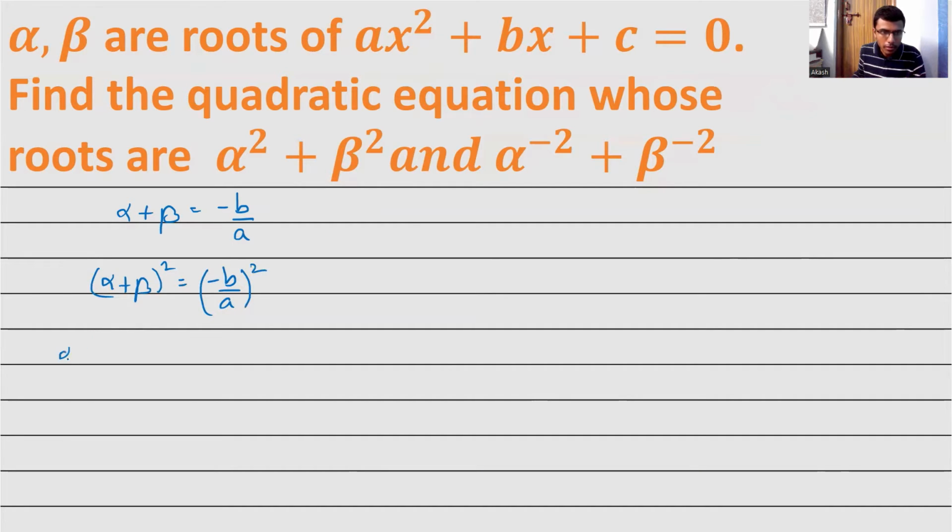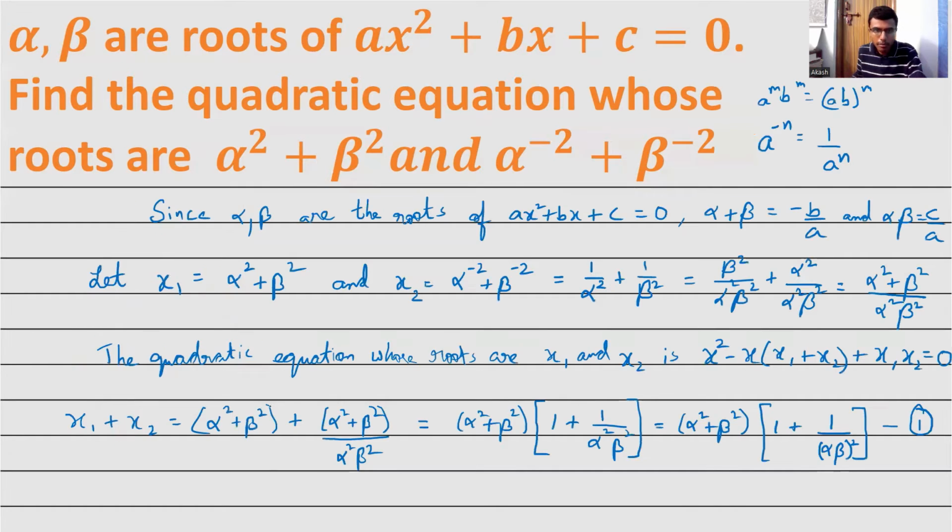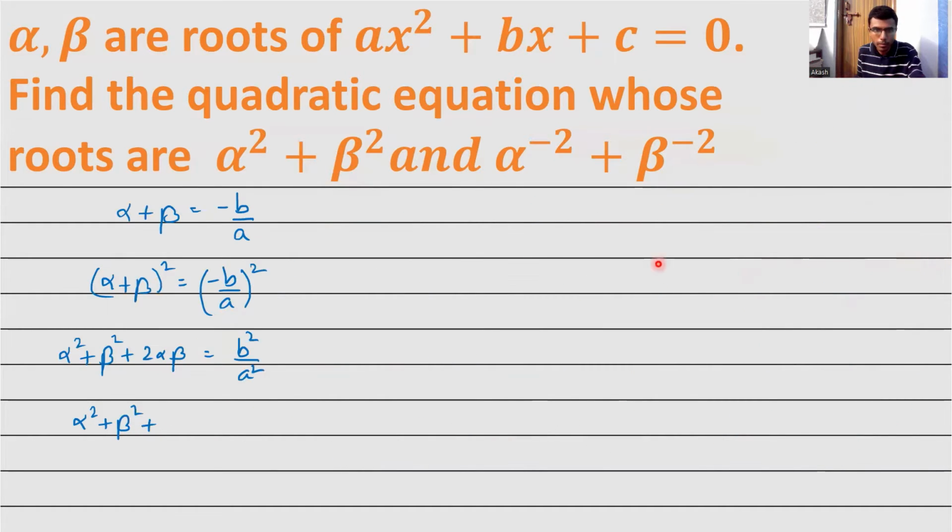So on the left hand side, if I use the (a plus b) whole square formula, I'll get alpha square plus beta square plus 2 alpha beta, which is equal to b square by a square. Now alpha square plus beta square. See, alpha beta is nothing but c by a, so I'm going to bring it here. Plus 2 c by a is equal to b square by a square. Now I'm going to take this 2c by a to the other side. I'll get alpha square plus beta square is equal to b square by a square minus 2c by a.